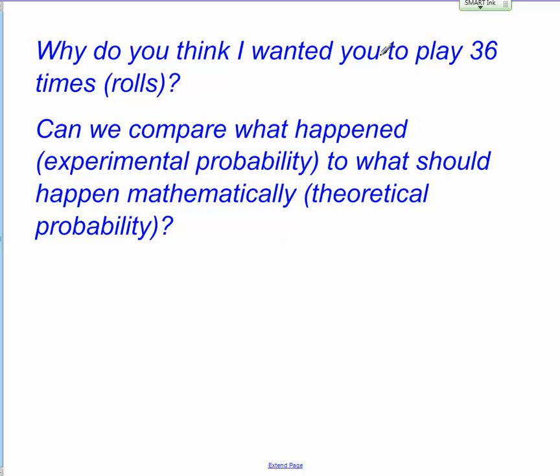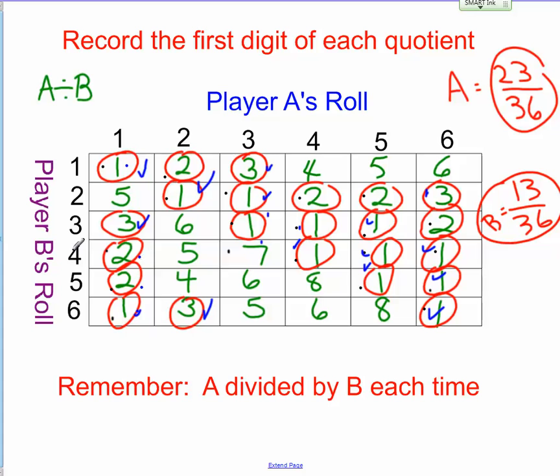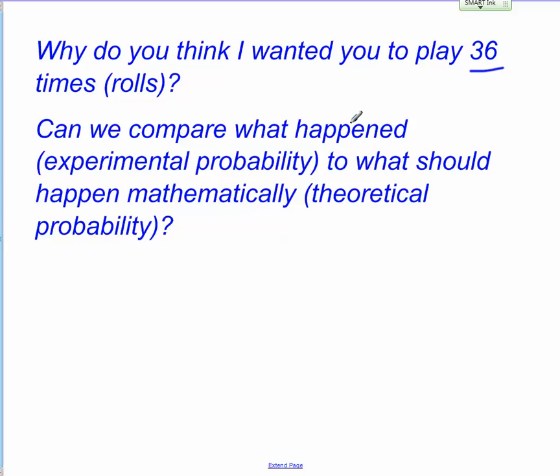And then I just asked you, why do you think I wanted you to roll it 36 times? Well, if you look back at our table, mathematically there are 36 possible outcomes. So when you roll it 36 times, we can compare our experimental probability with what happened mathematically.